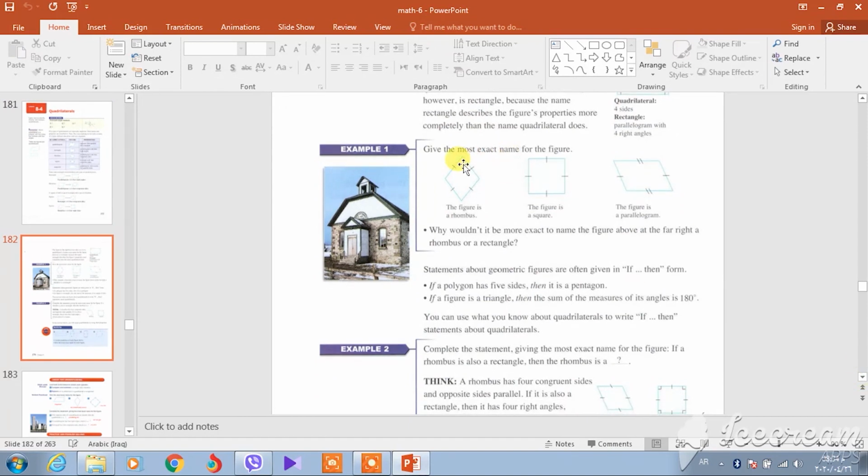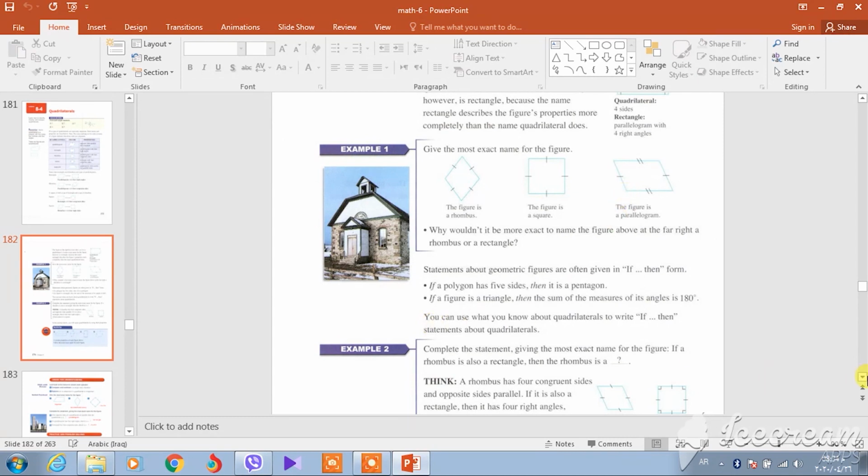Look, students, example 1: give the most exact name for the figure. Look at this. Which type of quadrilateral? If you look, we have four congruent sides, so this type is a rhombus. If you look at this, we see a square, where all sides are congruent. This one is a square with right angles also, but here we haven't right angles. If we look at this, we see a parallelogram because the pairs of lines are parallel. Exactly, this line with this line are also parallel.